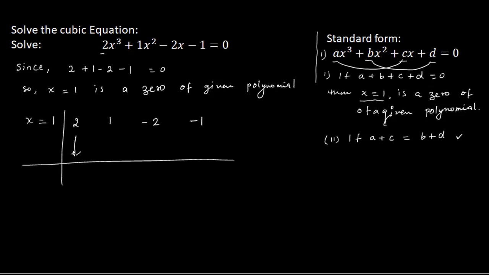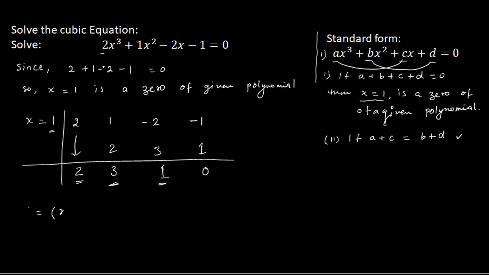Write this coefficient. Now multiply 2 into 1, 2. Add them up. So 1 plus 2 is simply 3. Multiply again. 1 into 3 is 3. Add them. So -2 plus 3 is 1. Now multiply 1 into 1 is 1. Add them, we get 0. So our polynomial can be written as, this is the coefficient of x square, this is the coefficient of x, and this is simply the constant term.